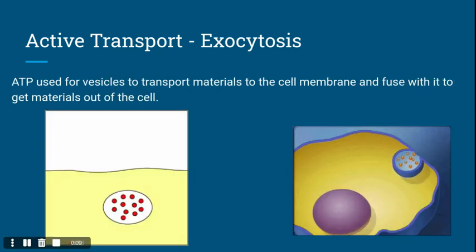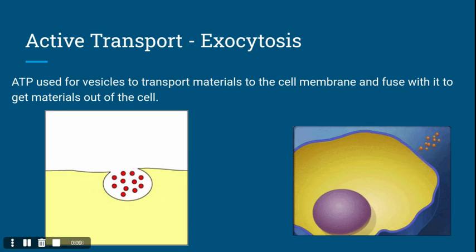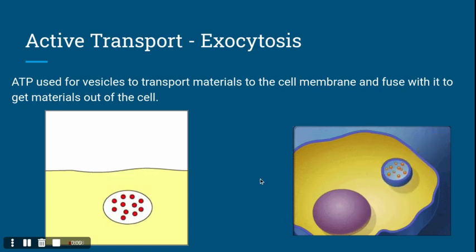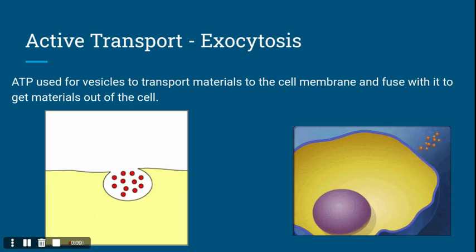Exocytosis is kind of the opposite of endocytosis. It still requires energy because it's against the concentration gradient. So ATP, the energy, is used for vesicles to transport materials to the cell membrane and fuse with it to get materials outside of the cell. Once a cell produces substances for export, like protein, or when the cell is trying to excrete waste, it goes through exocytosis.